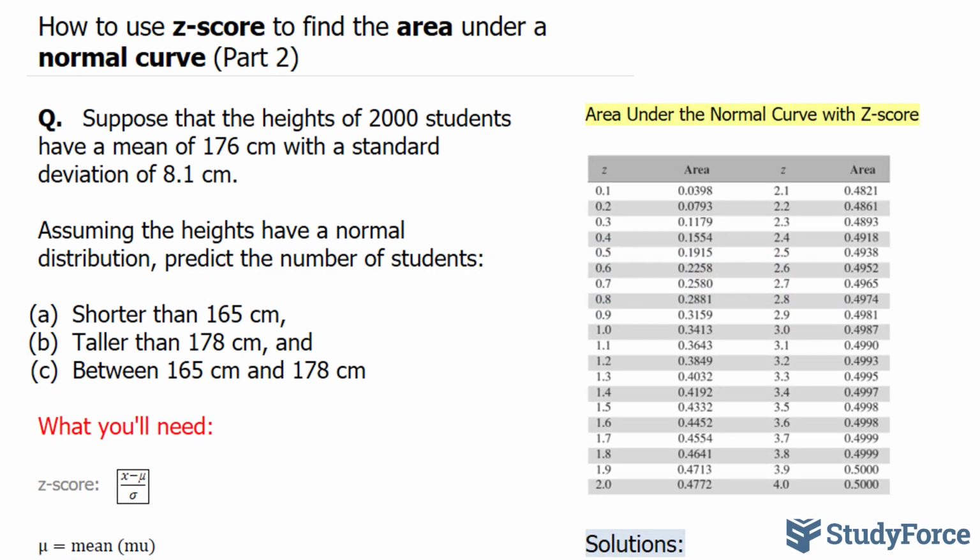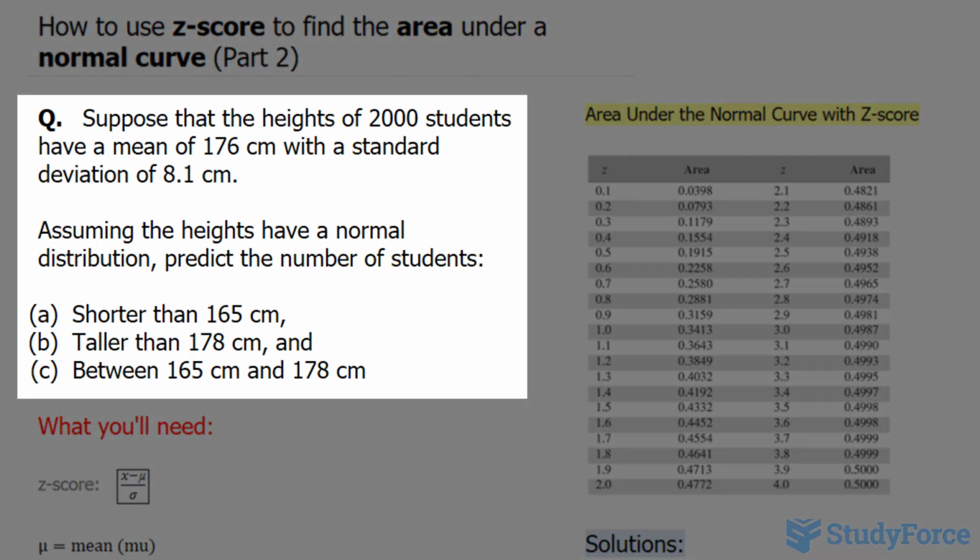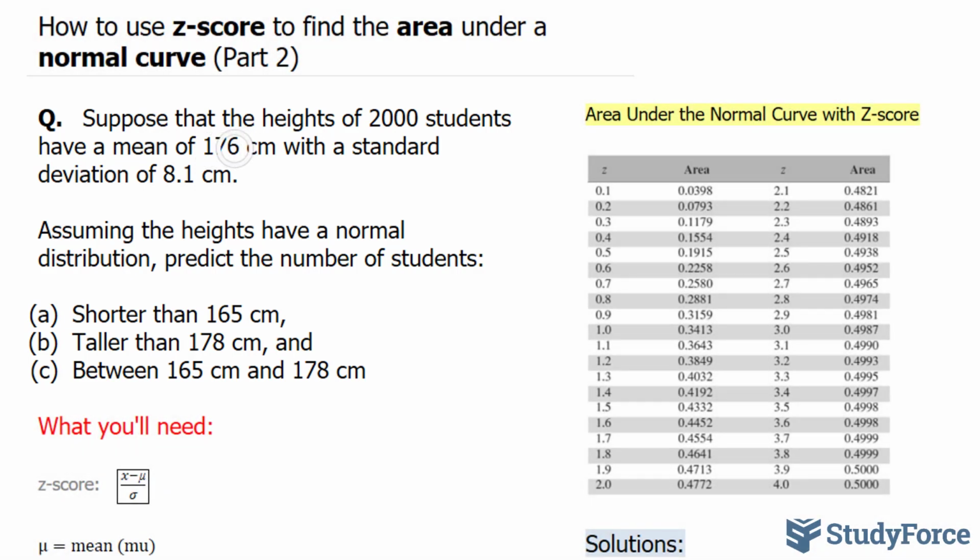In this video, I'll show you how to use z-score to find the area under a normal curve. This is part 2 in the series. The question reads, suppose that the heights of 2,000 students have a mean of 176 centimeters with a standard deviation of 8.1 centimeters. So 176 represents mu, which is this Greek letter, and our standard deviation is represented by sigma of 8.1.